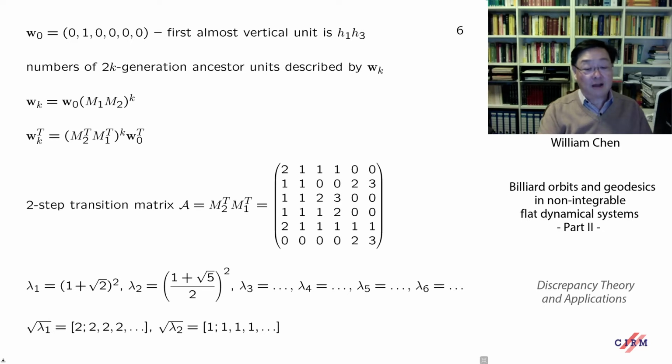Let us look at λ2. If you look at the square root of λ2, we might be a little surprised to find that the continued fraction is 1, 1, 1, 1, and so on. So it looks like they started from 2, 2, 2, and just halved each digit to end up with 1, 1, 1, 1. Is this really the case? That is the question.